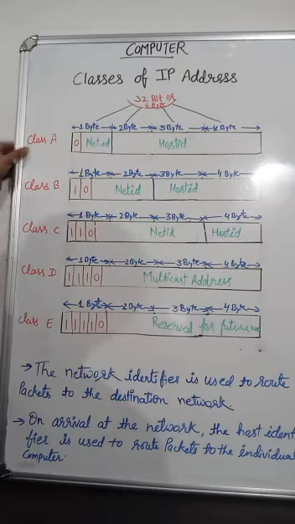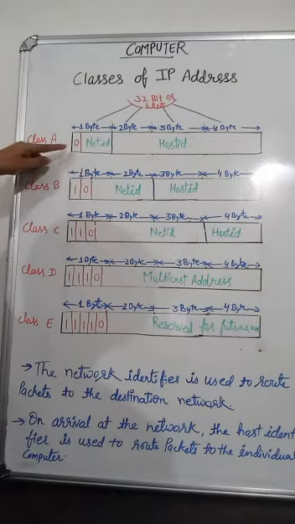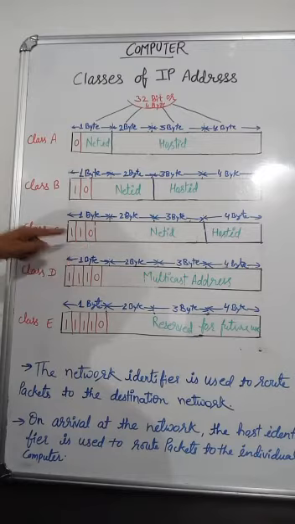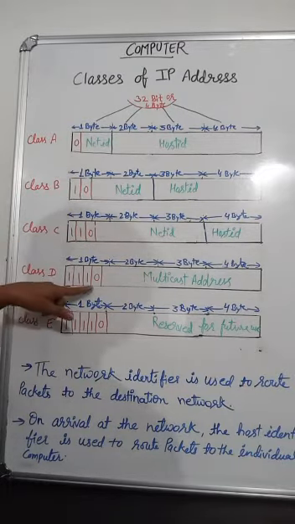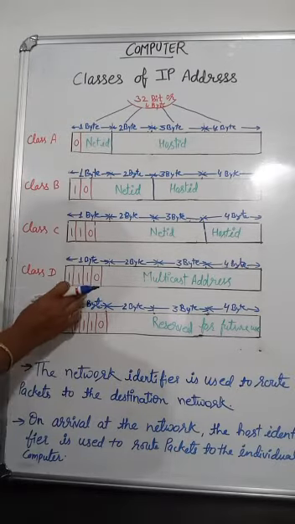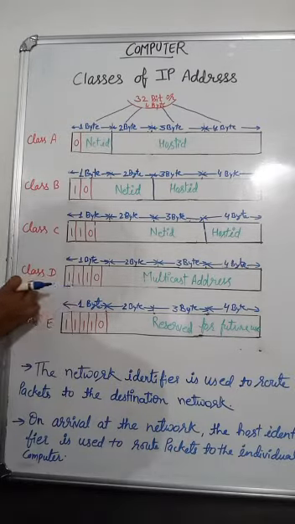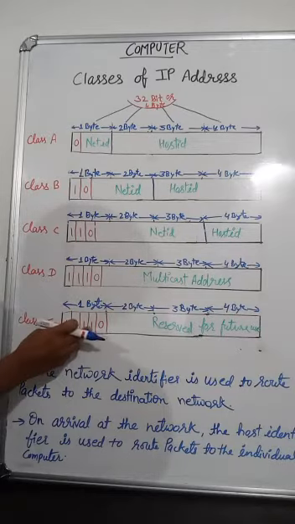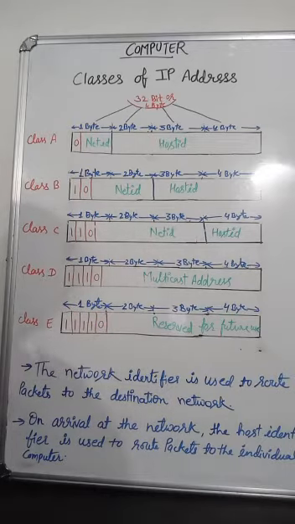Class A: this 0 identifies class A, 10 is for class B, 110 is reserved for identification of class C, 1110 is held for the identification of class D, and for class E, 11110. Now we will discuss the classes one by one.